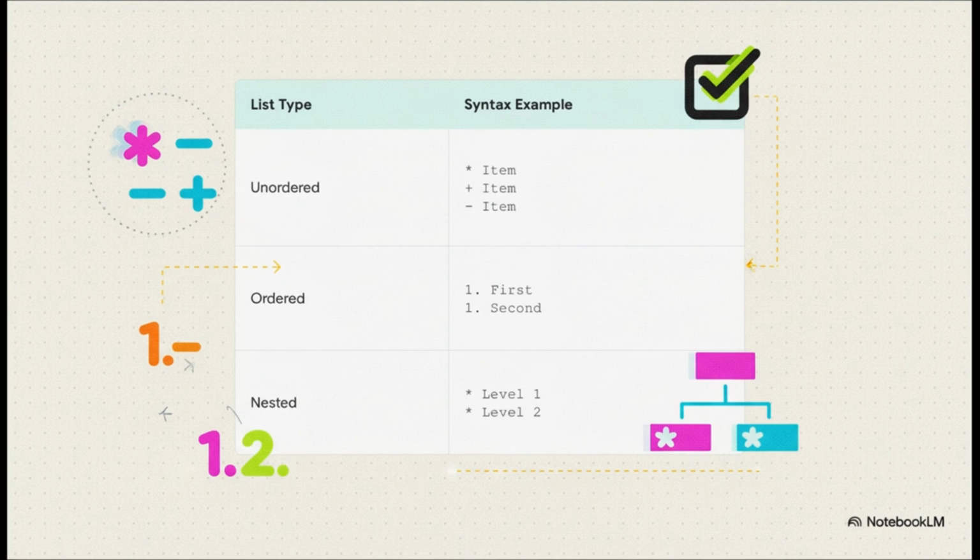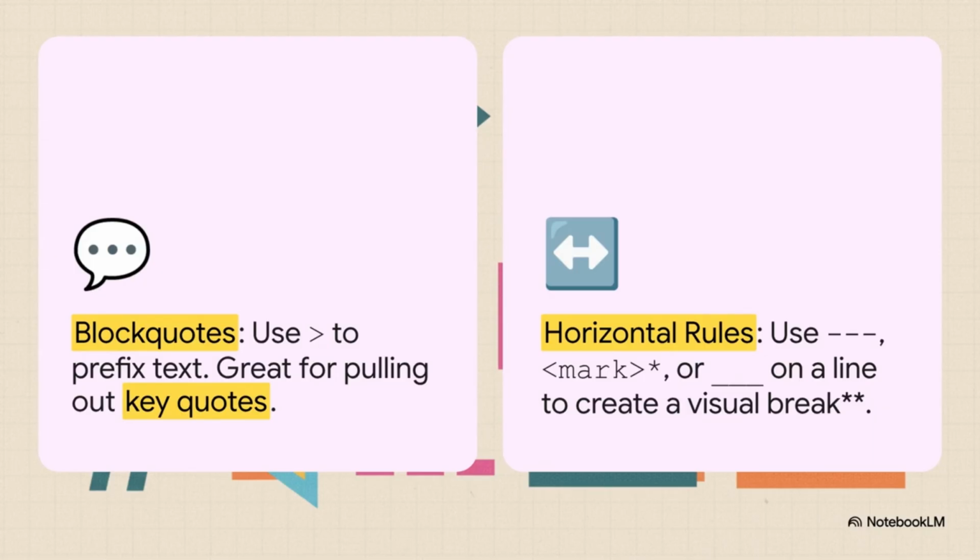Super useful. Here are 2 more simple but powerful tools for structuring your documents. To create a block quote, like a pull quote in an article, just start the line with a greater than symbol. It's that easy. And to create a horizontal line to break up your content, just put 3 or more dashes, asterisks, or underscores on a line all by themselves. It's a really clean way to separate sections.